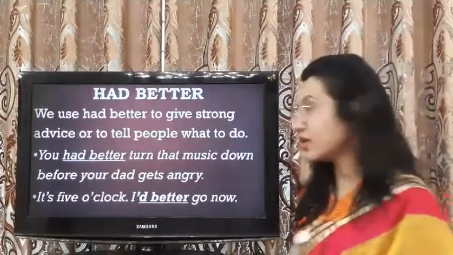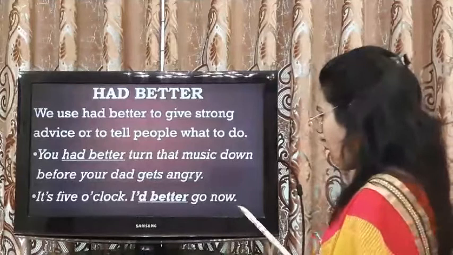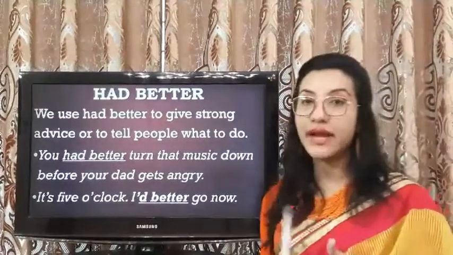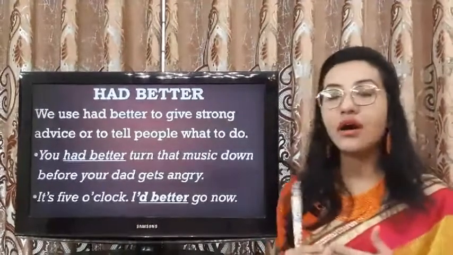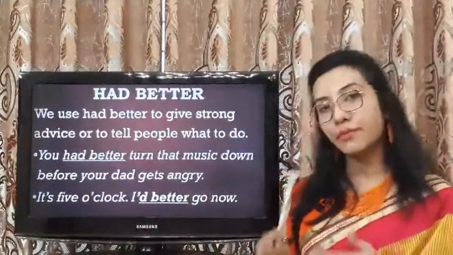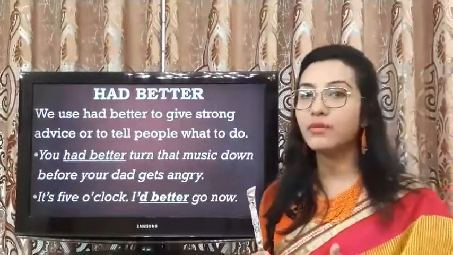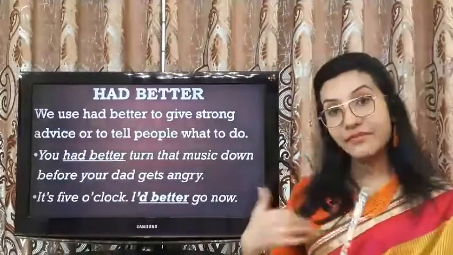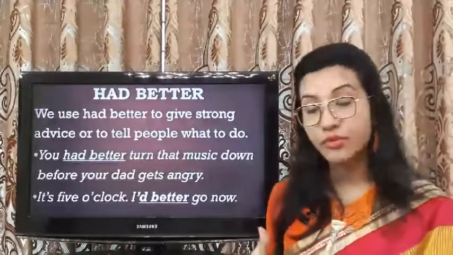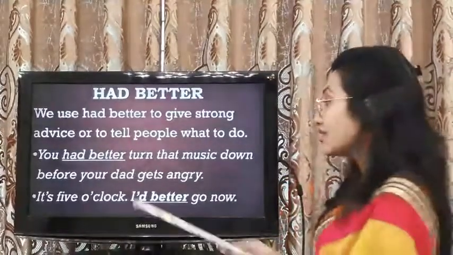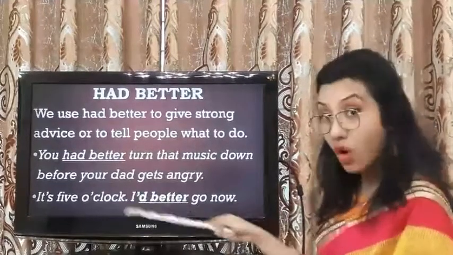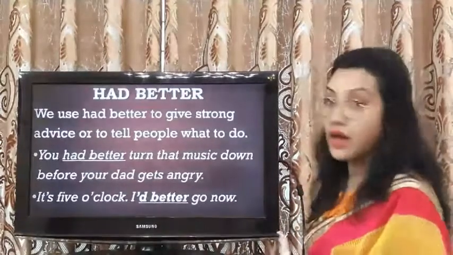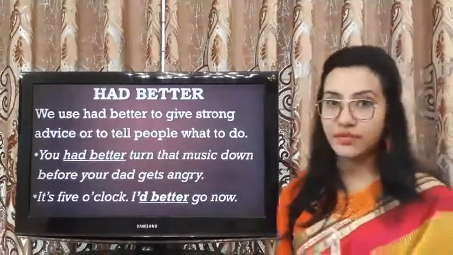Now the second one, it's 5 o'clock, I'd better go now. এখন 5টা বেজে গেছে আমার এখনই যাওয়া উচিত. So maybe you are in a friend's house. তুমি তোমার বন্ধুর বাসায় আছো তখন তোমার কাছে মনে হলো যে আচ্ছা সন্ধ্যা হয়ে যাচ্ছে, I have to go home now, আমাকে এখন বাসায় যাওয়া উচিত. So this is an advice that you are giving to yourself. তুমি তোমার নিজেকে নিজে বলছো, right? So for that reason we have used had better here in contraction form. Short form আমরা এখানে ইউজ করেছি I'd better go now. আমার এখনই যাওয়া উচিত.